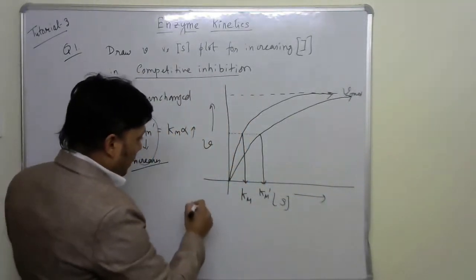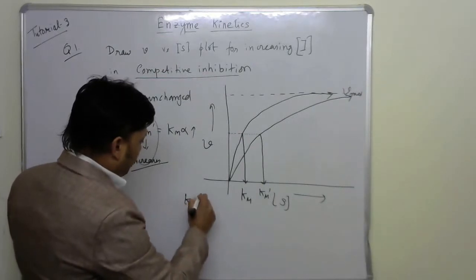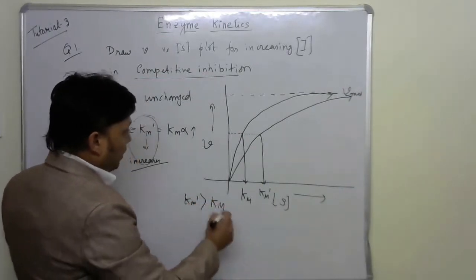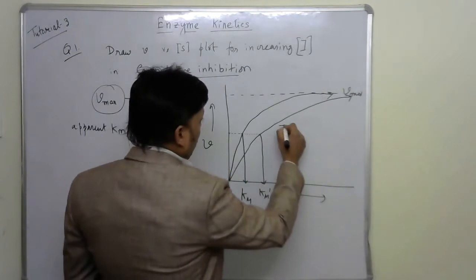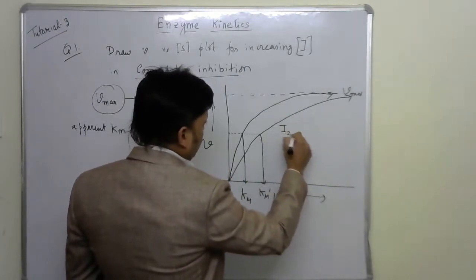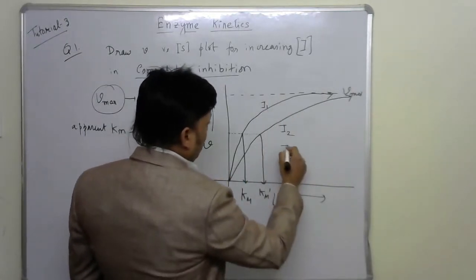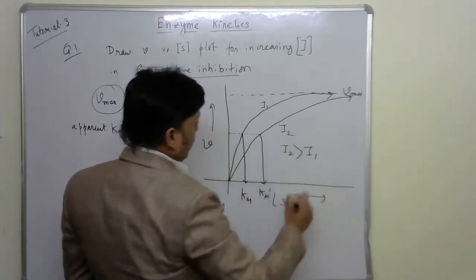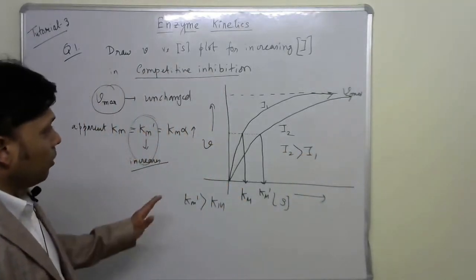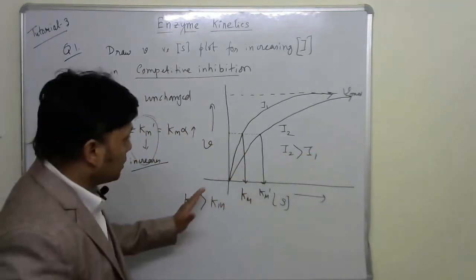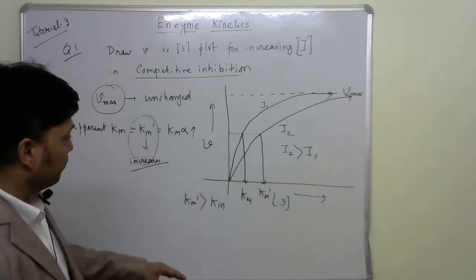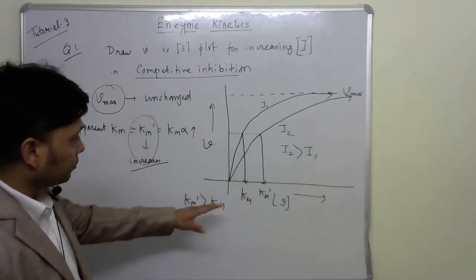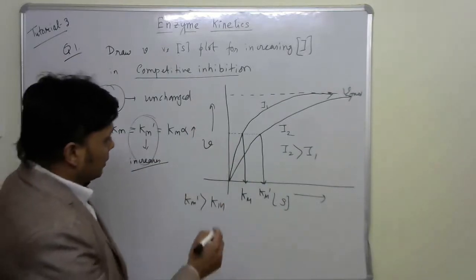So we can say that Km prime is greater than Km, and in this case, if we call this I2 and this I1, so definitely I2 is greater than I1. So therefore, we can also draw subsequent lines for further increased inhibitor concentration.